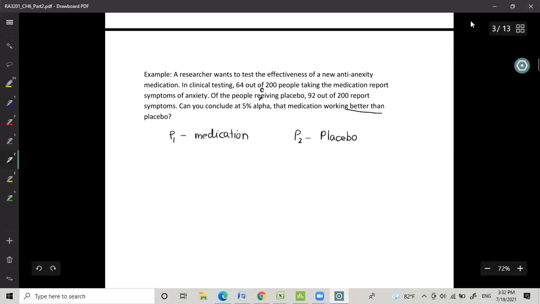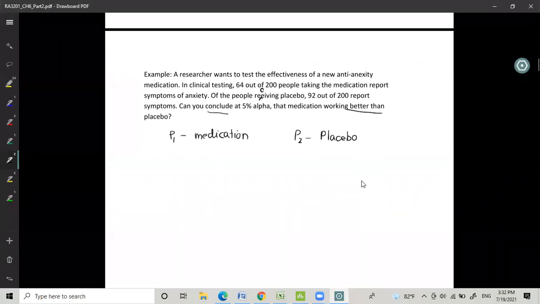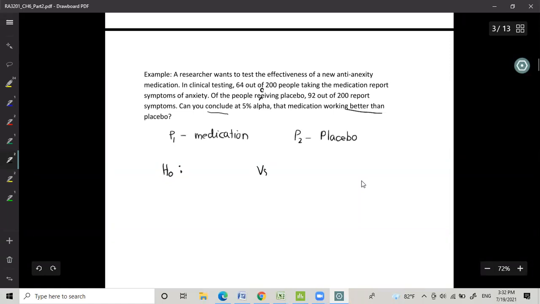So you have to argue a little. Yes, it should be smaller, right? If the medication is actually working, the proportion who got the symptoms should be lower compared to the others who didn't get the medication. So what you want to conclude, that it is working better, should go to HA. So let's fill HA first, then let's do the opposite. What should be HA? The medication is working better.